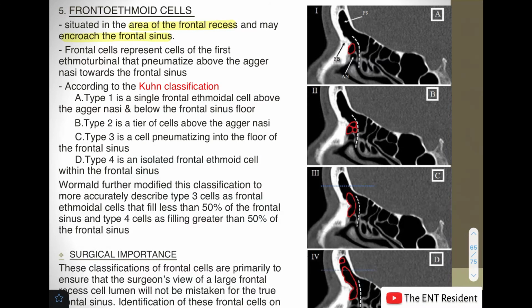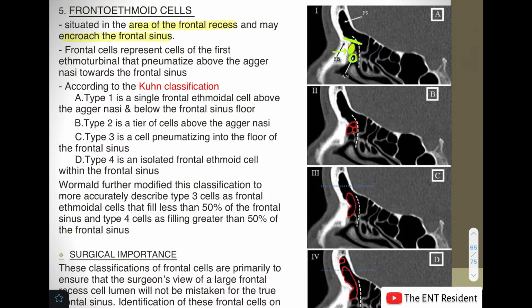sinus. And these cells, the frontal cells, can actually be divided on the basis of a classification which is known as Kuhn's classification. So type 1 is when there is a single frontoethmoidal cell situated above the Agger Nasi and below the frontal sinus floor. You can see in the picture over here, this is the type 1 frontal cell because it is situated just above the Agger Nasi cell, which is this one, and below the frontal sinus floor.